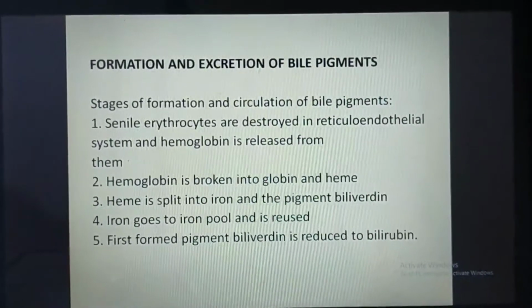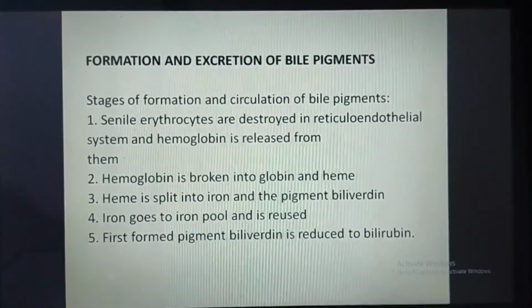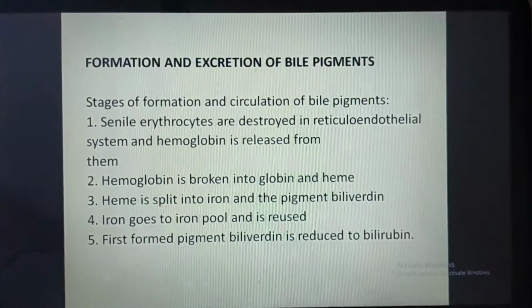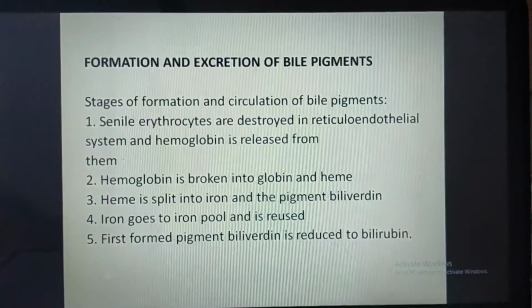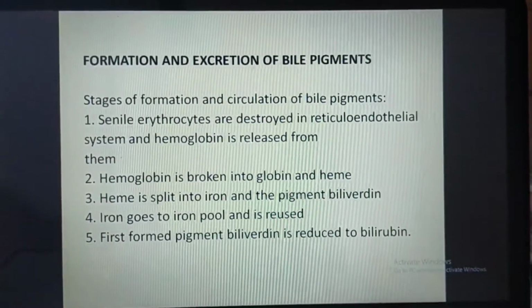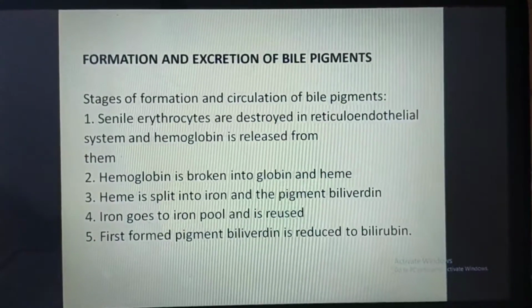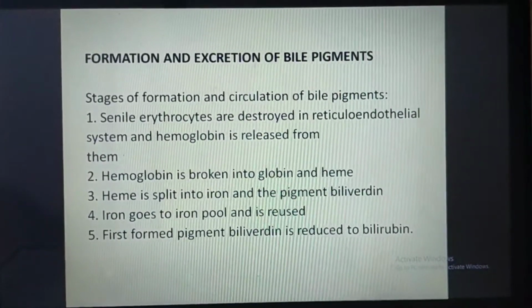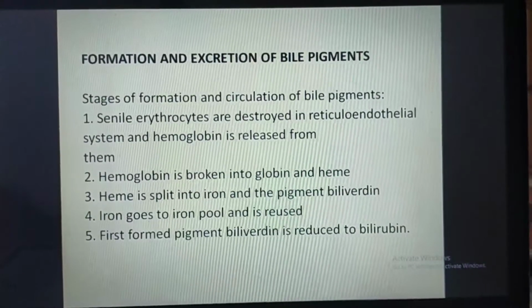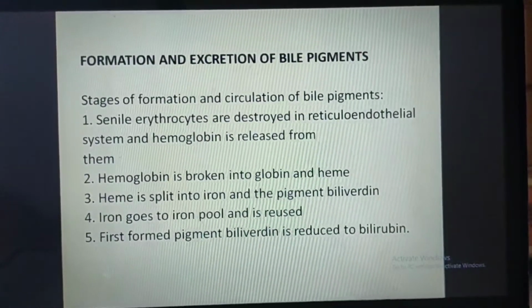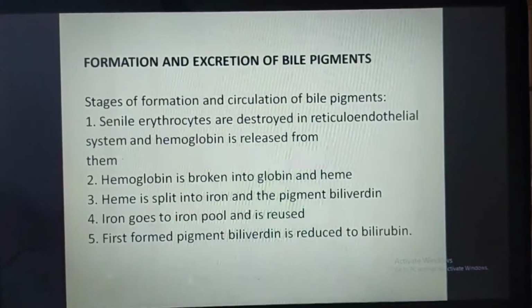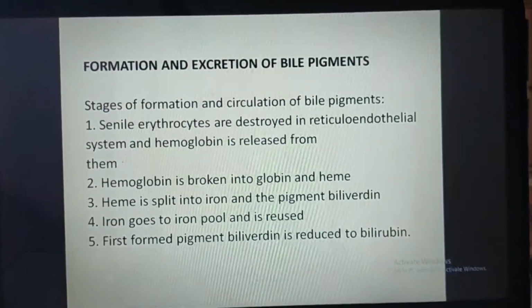Formation and excretion of bile pigments. Stages of formation and circulation of bile pigments. Senile erythrocytes are destroyed in reticuloendothelial system and hemoglobin is released from them. Hemoglobin is broken into globin and heme. Heme is split into iron and the pigment biliverdin. Iron goes to iron pool and is reused. The first formed pigment biliverdin is reduced to bilirubin.